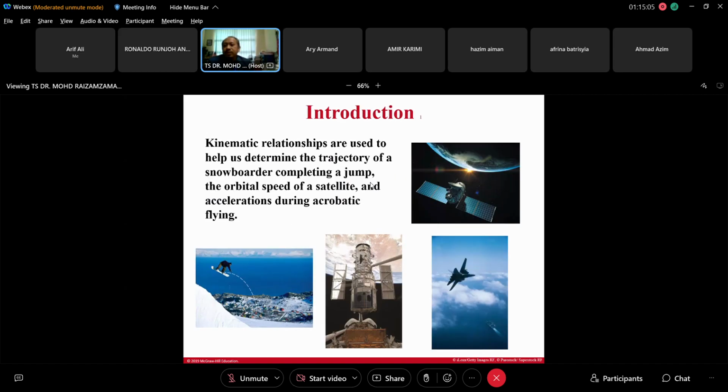Okay, let's start with the introductions. So what is the meaning of kinematic relationships? These kinematic relationships are used to help us identify the trajectory of the snowboarder completing a jump. So you look at the figure here, class. Look at the figures here. The snowboarder is trying to complete the jump. Is it in a straight line or in a curved line?